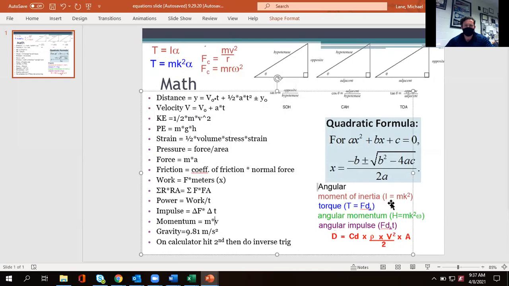So our moment of inertia equals, let's see, I equals our mass times K, and K, remember, is our radius, so it's going to be that radius squared. Our torque is going to equal our force times the distance it's going to be from the actual fulcrum in a parallel component. That's why you see that upside down T there. Angular momentum, the H, is going to equal our mass times our radius squared times our angular velocity. And then angular impulse equals our torque, force times distance, times time. That's going to be being applied.